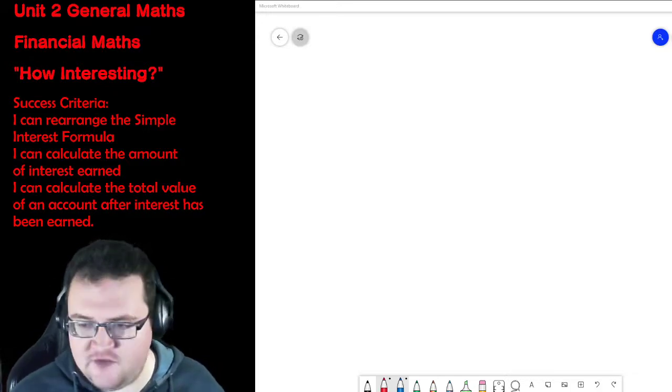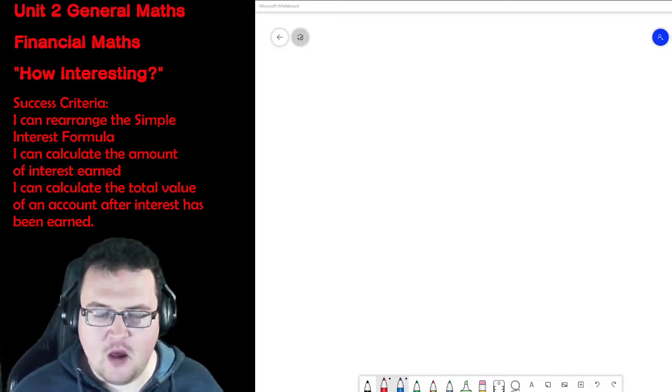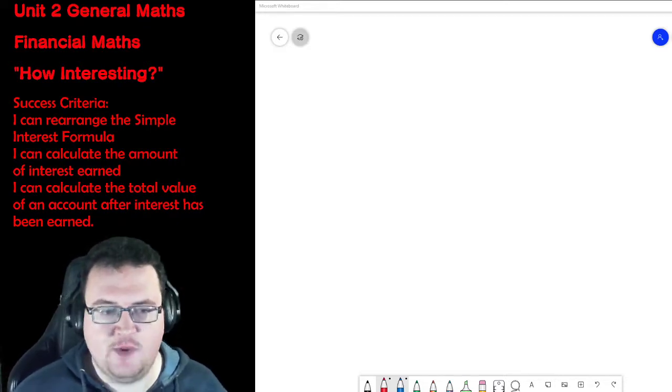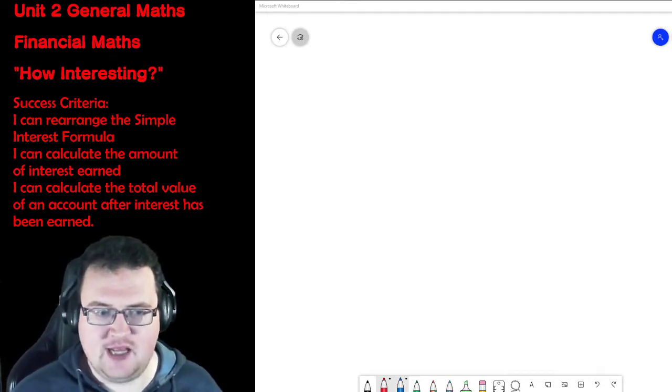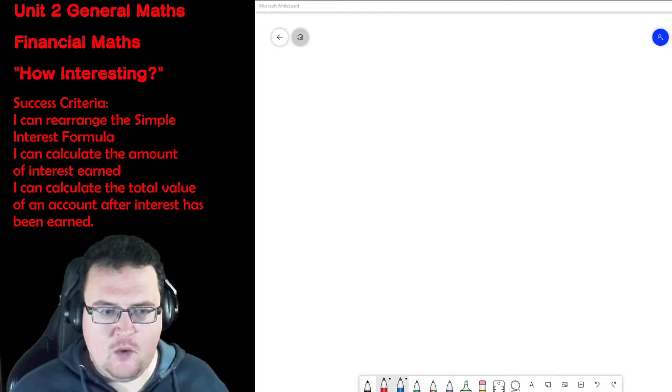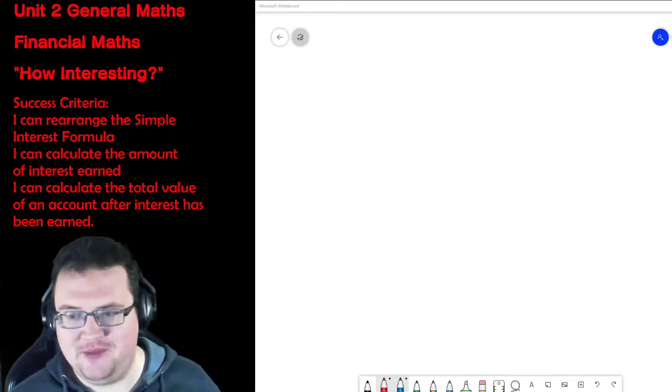There are two types of interest, simple and compound. So this lesson we're going to look at simple, next lesson we're going to look at compound. And you'll be able to see the difference between the two, and you might start to realize that we might be given money in simple interest, but we're certainly charged in compound.